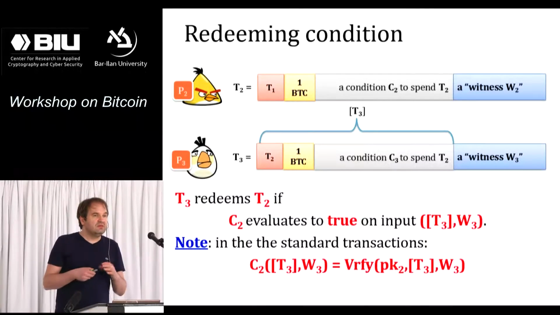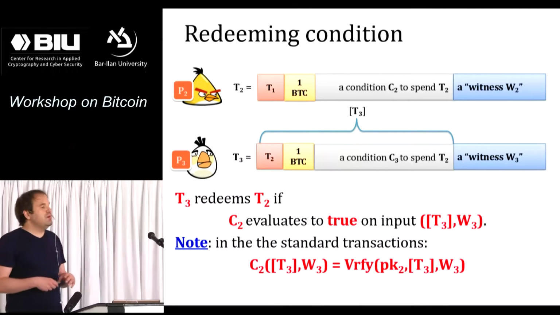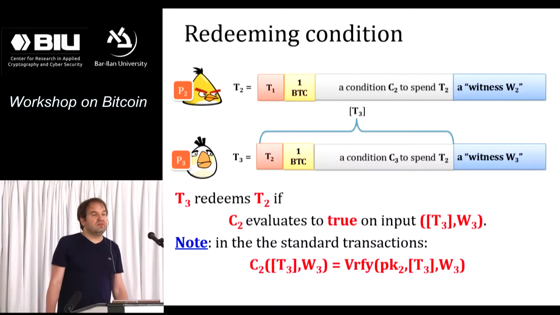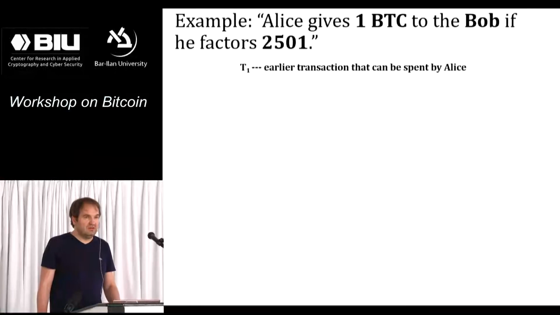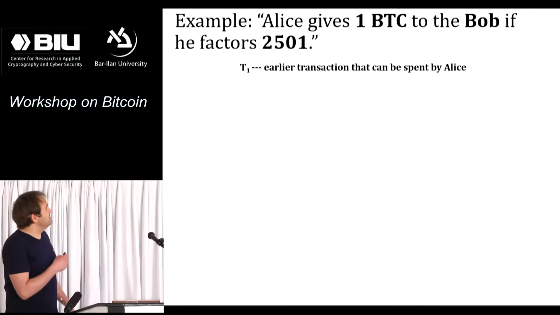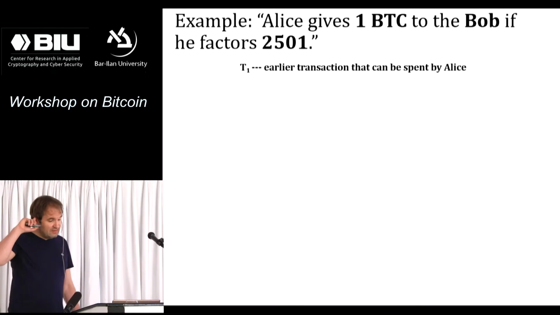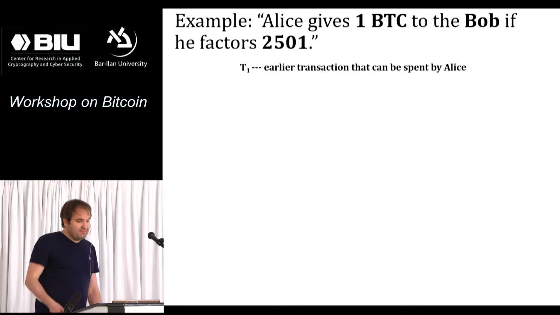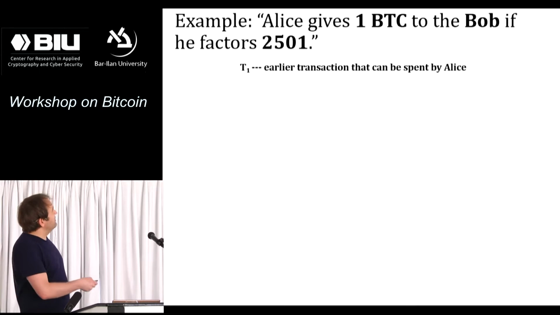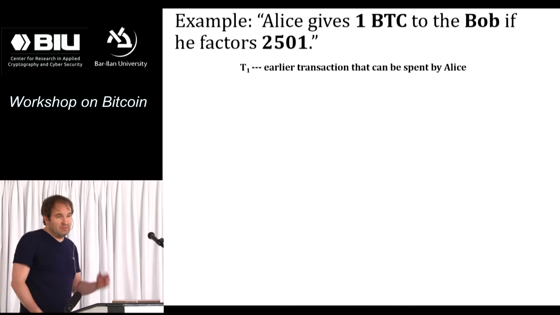What sort of thing could you do that didn't have a public key or a signature inside? Yes, you can add conditions, for example. This is an example on the next slide, and it goes like this: Alice gives 1 Bitcoin to Bob if he factors this number.